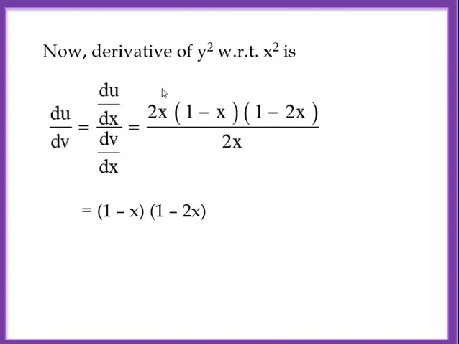So the derivative of y square with respect to x square is du dv, which is du dx upon dv dx. Substitute. Only 2x gets cancelled. So what is the final answer? 1 minus x into 1 minus 2x.